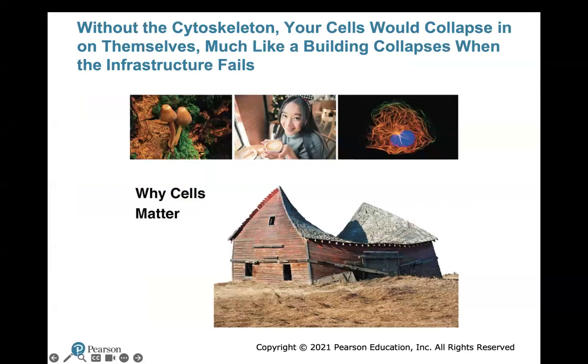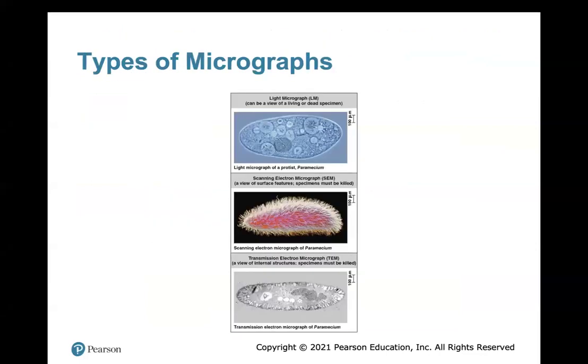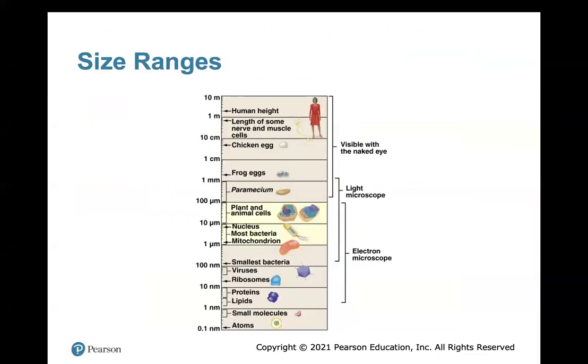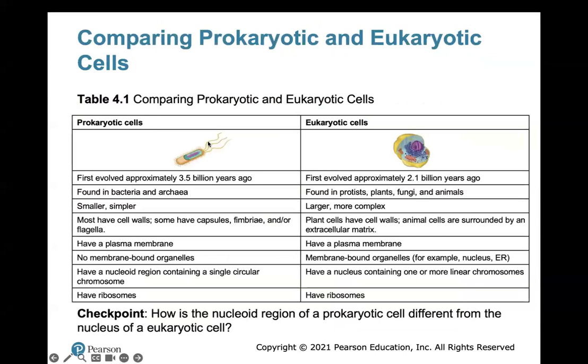All right, so as we know, cells are the unique part of life because cells are what make up every living organism. We have two major categories of cells, and I'll start here. Biologists can classify all life into three major groups called domains. We have prokaryotic cells and eukaryotic cells, and these are some differences between the two.